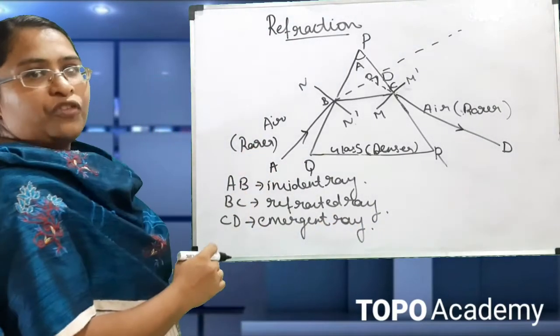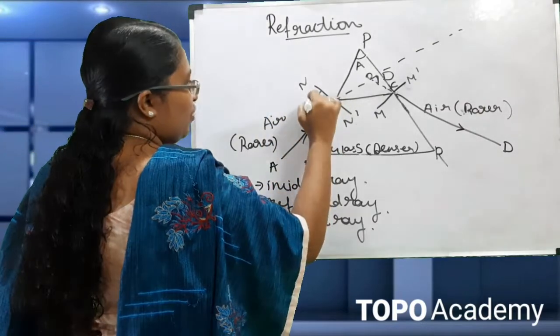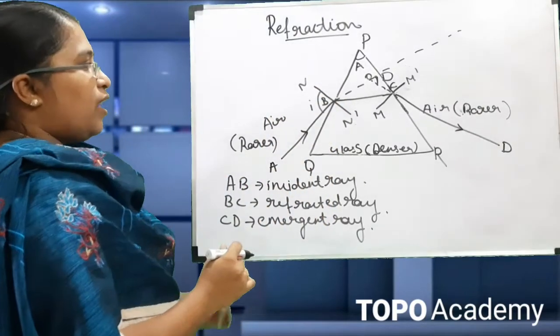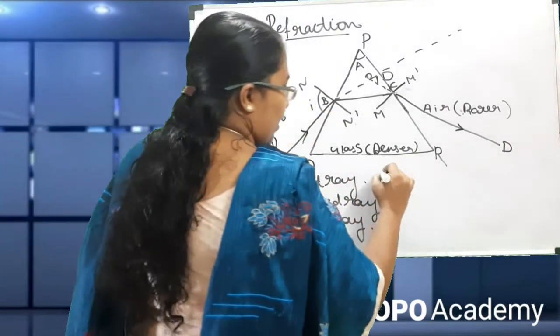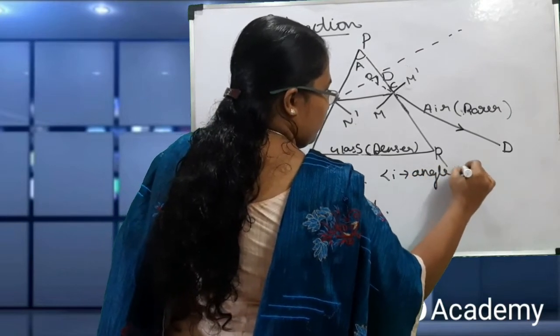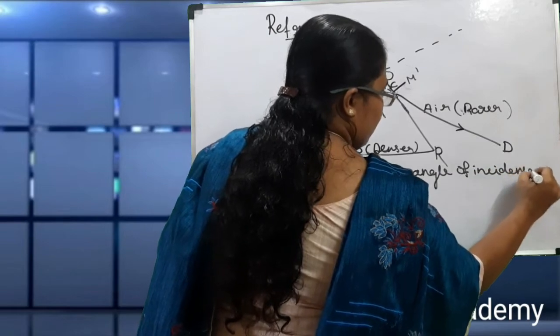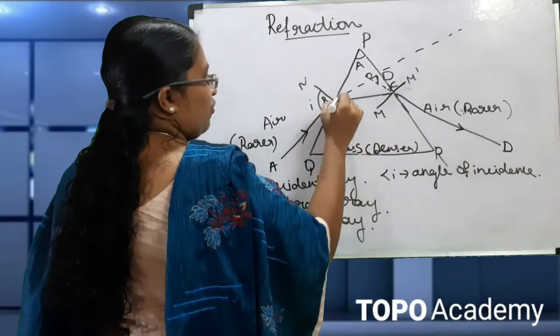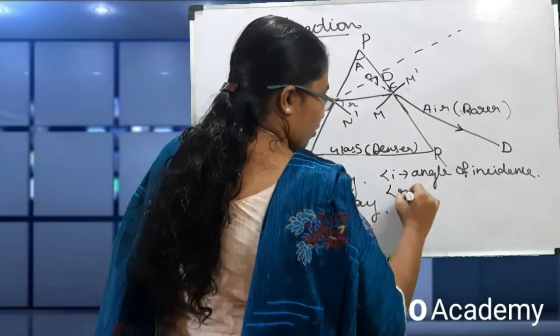And what is the angle of incidence? This is the angle of incidence. The angle between the incident ray and normal is known as the angle of incidence. So angle I is the angle of incidence. And here what is the angle of refraction? This is the angle of refraction.